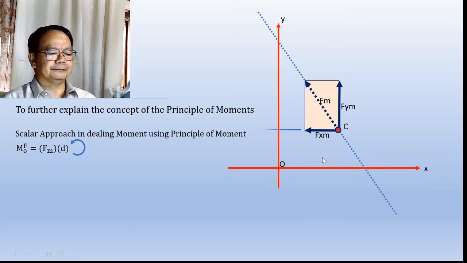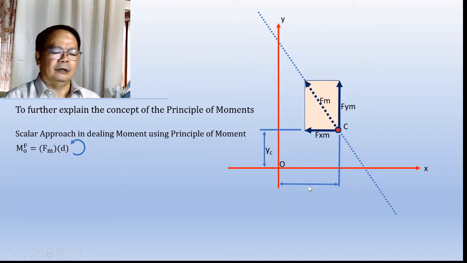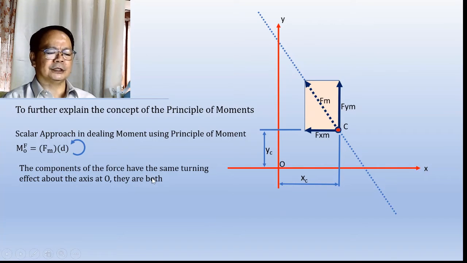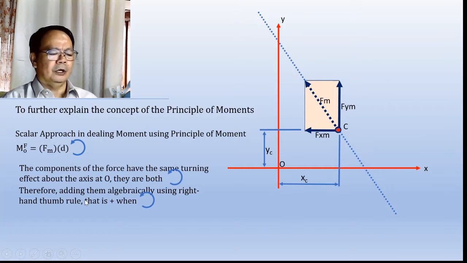And you will notice that the distance of F sub X sub M from the axis of rotation will now be defined by Y sub C, while the distance of F sub Y sub M will be defined by this distance. We call that X sub C. And if we examine the rotational effect of F sub X and F sub Y about O, you will notice that the components of the force have the same turning effect about O, and they are both in the counterclockwise direction. Now, we are adding them algebraically using the right-hand thumb principle.